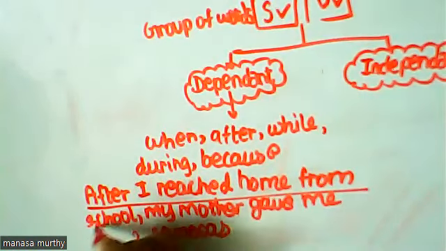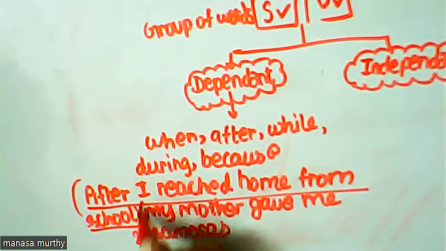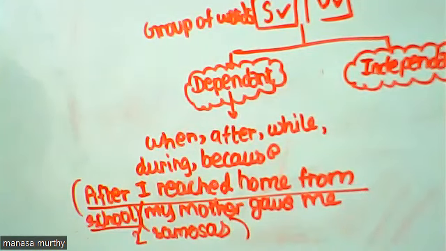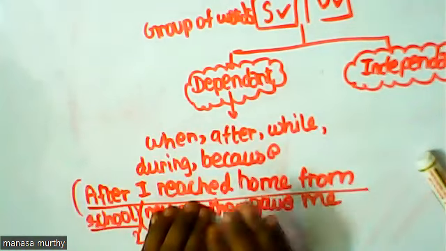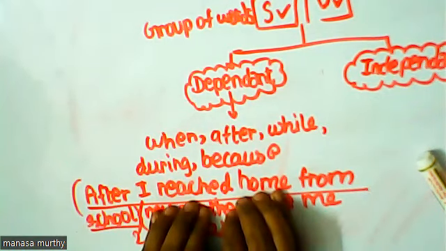After I reach home from school, this is one set of sentences. My mother gave me two samosas. Just close this second half of the sentence. After I reach home from school, what happened? You can write any sentence after this, right? But just saying this one single sentence, will I be able to give a complete meaning? I need one more sentence, then only this sentence will be complete.